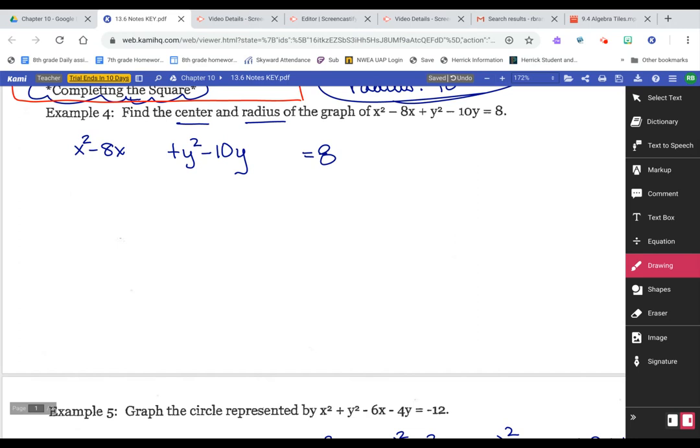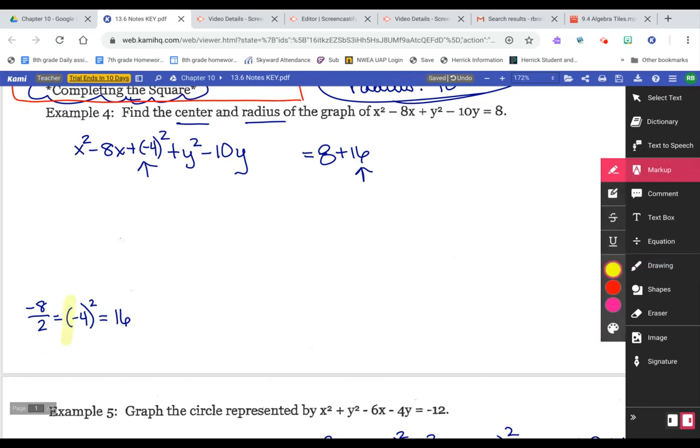So let's first deal with the x's. The b coefficient would be negative 8. So let's do negative 8 divided by 2 gives you negative 4. When you square that, you end up getting 16. Now I'm going to add 16 here to complete the square, but whatever I do to the left side, I must also do to the right side. So I'm going to add 16 here. On the left side, I am going to add 16, but I like to write it like plus negative 4 squared. So I like to write it this way.